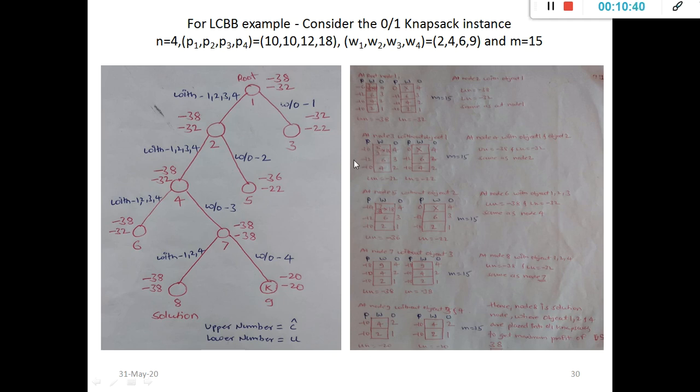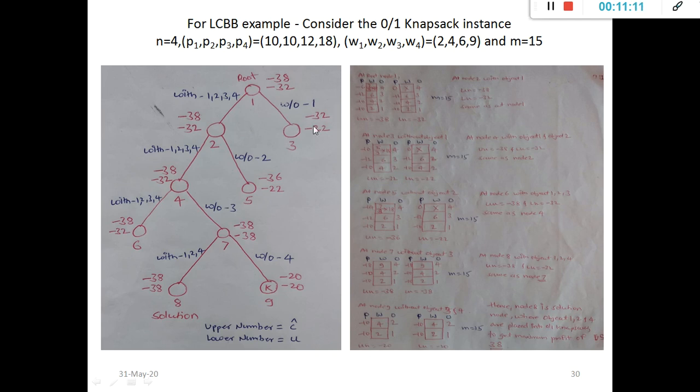Then minus 10 plus minus 12 plus minus 10, you will get the new upper number as minus 32. Similarly, calculate the new lower number. Place object 2 into the knapsack, you will get weight as 4 and profit as 10. Place object 3 into the knapsack, the weight is 6 and profit is minus 12, and it is not possible to completely include object 4 into the knapsack, that's why you simply discard object 4 and you will get the new lower number as minus 22.